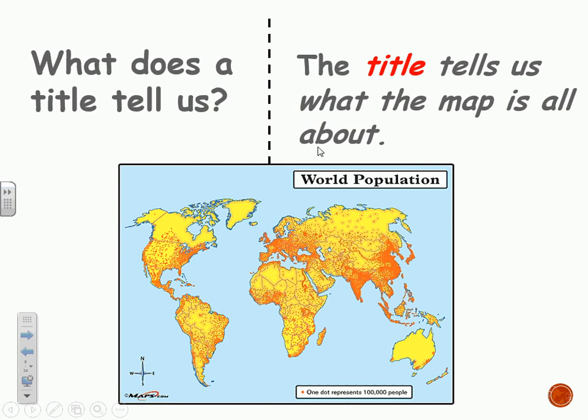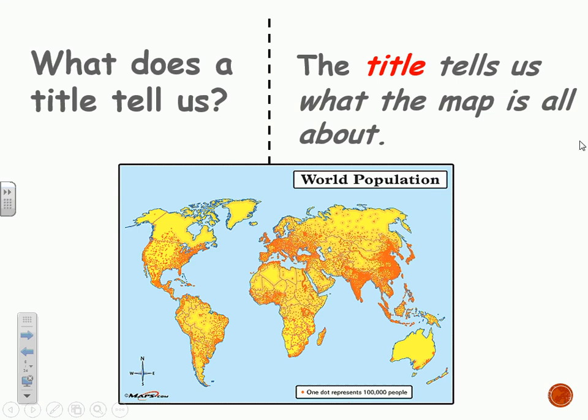So take a look at this map real quick. What is the title of this map? It's world population. That's the title. So that means this map is going to tell us all about the world population. You can see it tells us down here that one dot represents 100,000 people. So we can see where the people are living in the world. So again, the title tells us what the map is about. Like this one is about world population.